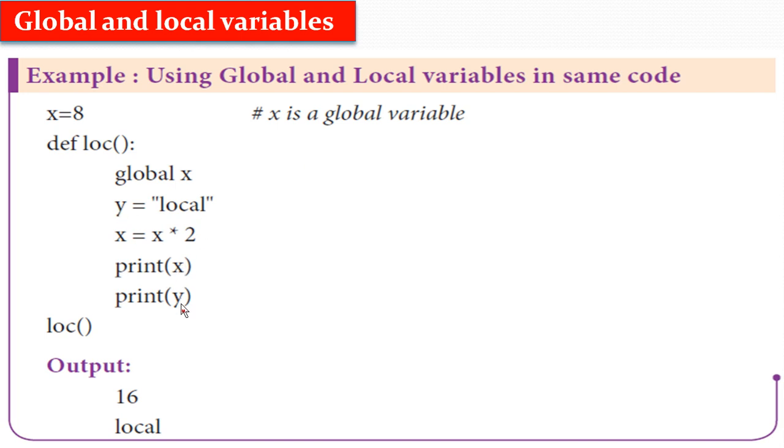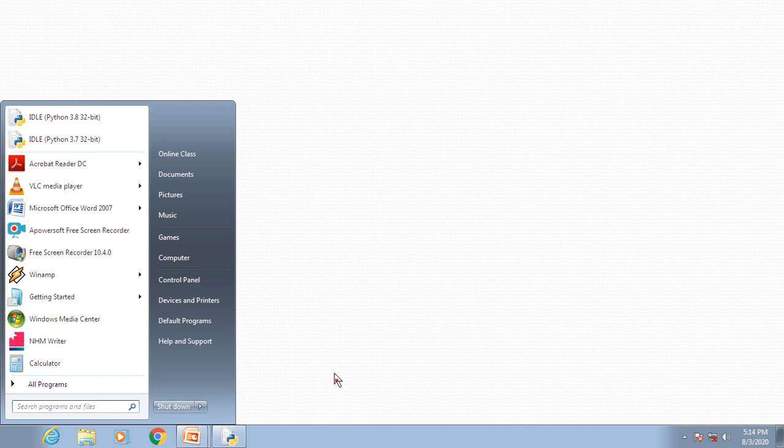We print both the values of x and y. The x value is 8 into 2, that is 16. 16 is printed here. The y value is the string called local. So local is printed here. So we are going to see this example.